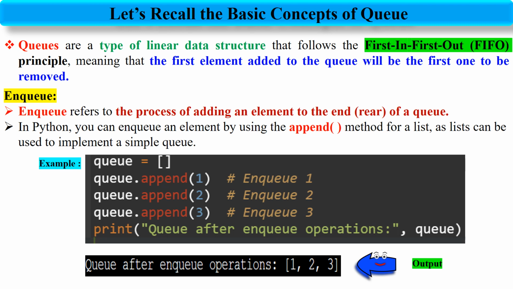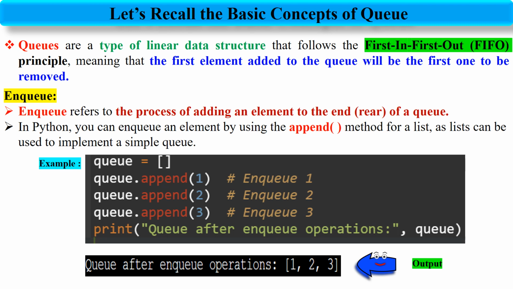In Python, enqueue and dequeue are terms commonly associated with data structures called queues. Enqueue refers to the process of adding an element to the end, the rear, of a queue. In Python, you can enqueue an element by using the append method for a list, as lists can be used to implement a simple queue.